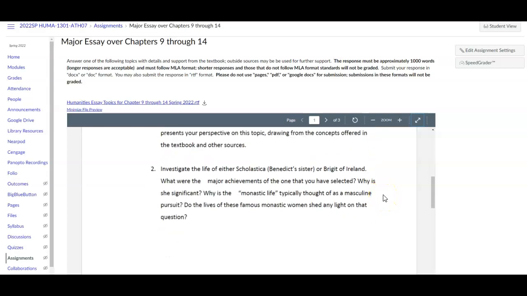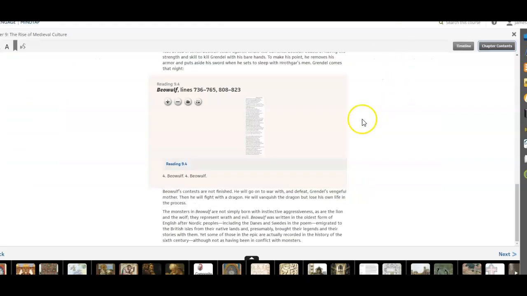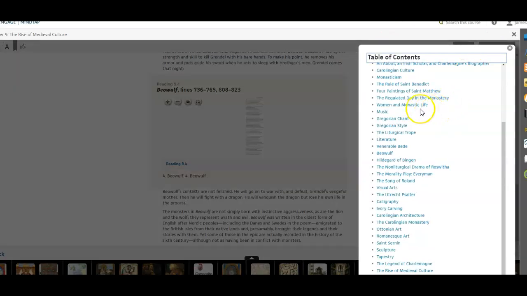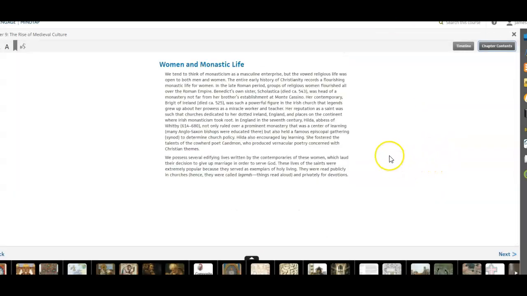The second topic is a little different. It's actually doing much more of a historical search in regard to Scholastica and Bridget. And when you go through the chapter, for instance, this chapter 9, talks about women's monastic life. You don't get much about these two figures. They're named. Benedict's sister Scholastica gets a sentence. Bridget gets a couple of sentences. They don't get much. I could have included Hilda, but I didn't. I just put Scholastica and Bridget.